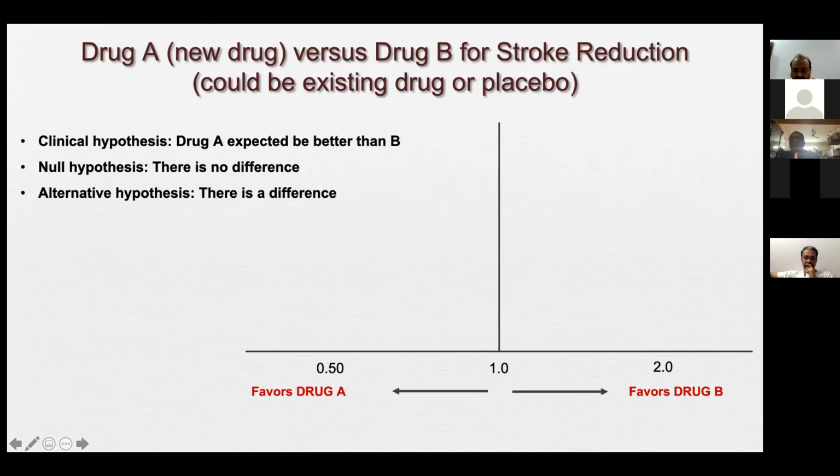And when you do a trial, as I said, the null hypothesis will be that there is no difference between the two drugs, drug A and drug B. But the alternative hypothesis will be that there is a difference between drug A and drug B. And you hope to show a difference, a better performance by drug A.